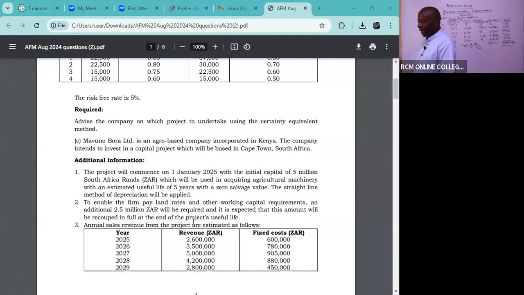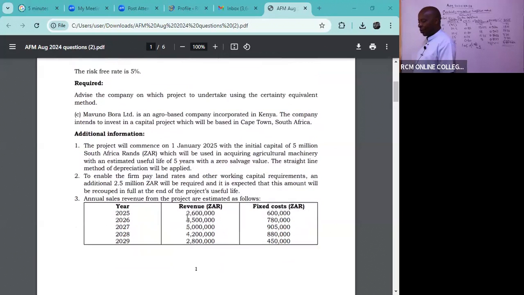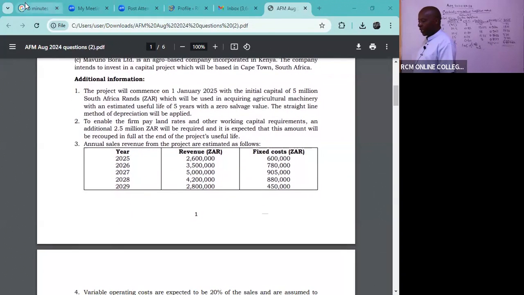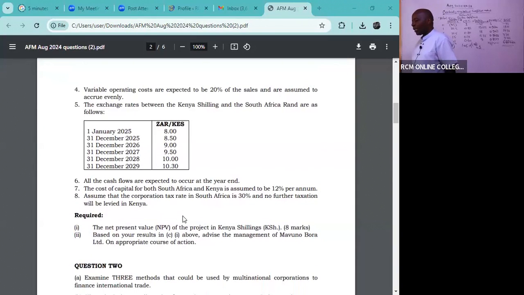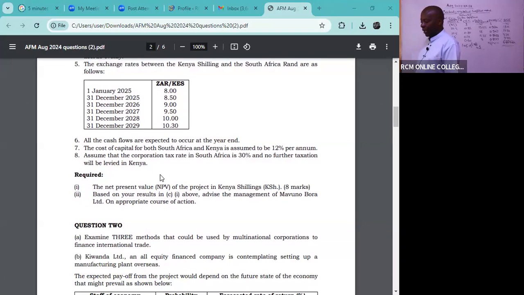To enable the firm pay land rent and other working capital requirements, an additional 2.5 million South African rands will be required, and it is expected that this amount will be recouped in full at the end of the project's useful life. Annual sales revenue from the project is given like that. Variable operating costs are expected to be 20% of the sales and are assumed to accrue evenly. The exchange rates have been given. All the cash flows are expected to occur at the end of the year. The cost of capital for both South Africa and Kenya is assumed to be 12% per annum. Assume that the corporation tax rate in South Africa is 30% and no further taxation will be levied in Kenya.